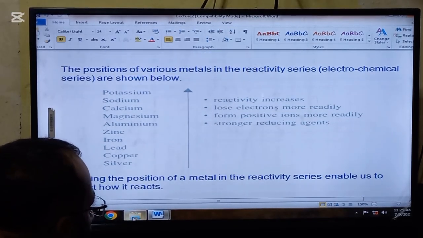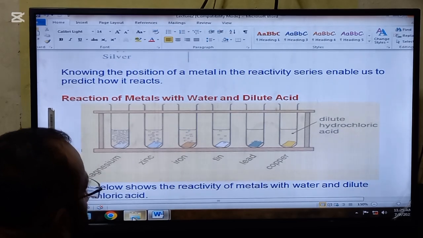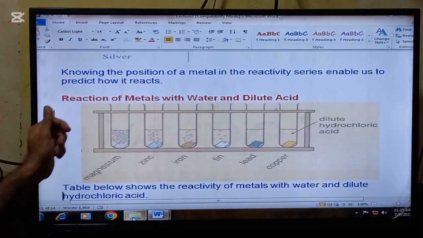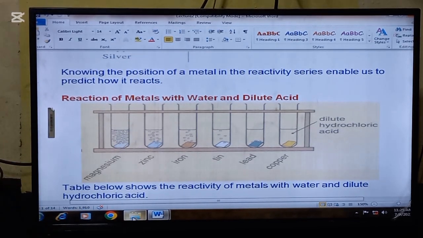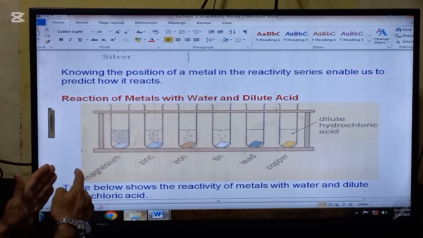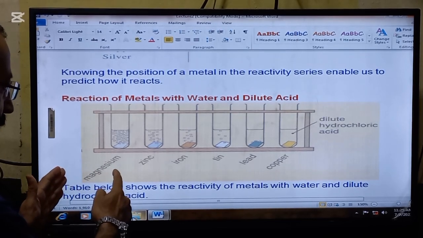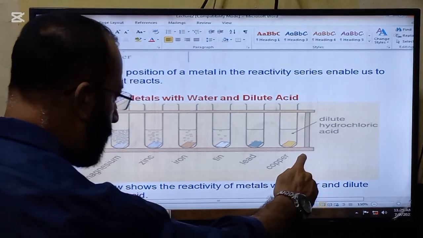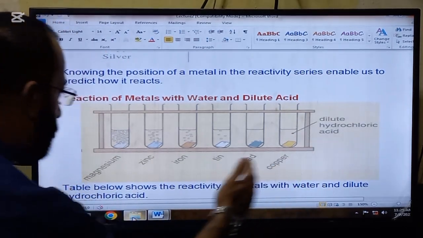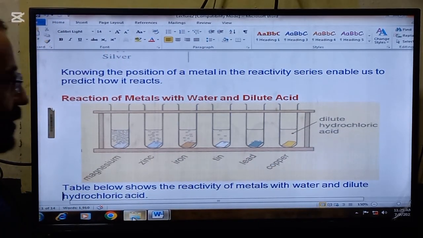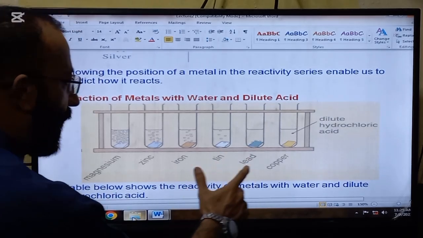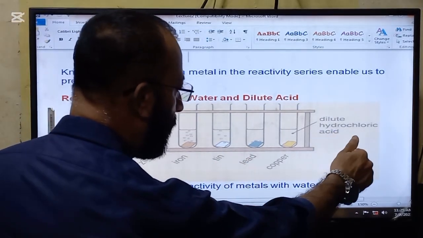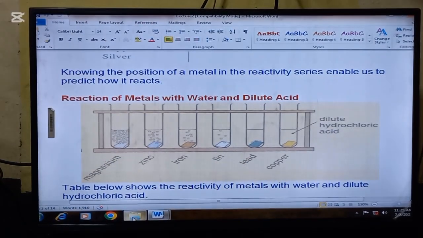Knowing the position of a metal in the reactivity series enables us to predict how it reacts. So look now, these are the top metals, these are the bottom metals. So actually we are going from bottom to top, from right to left. So the metals are going to react with dilute hydrochloric acid.